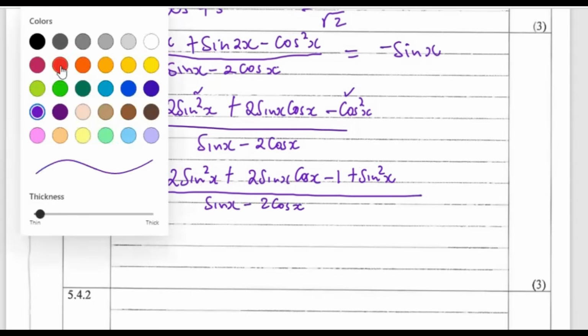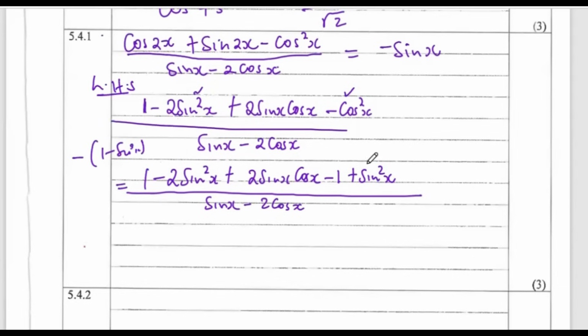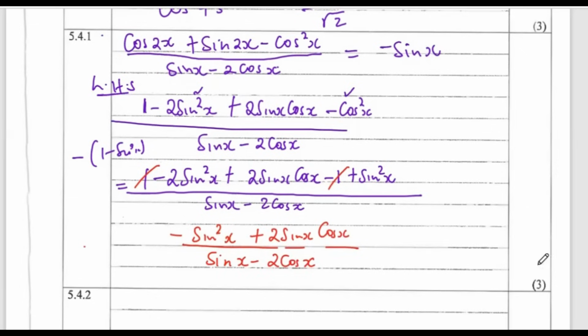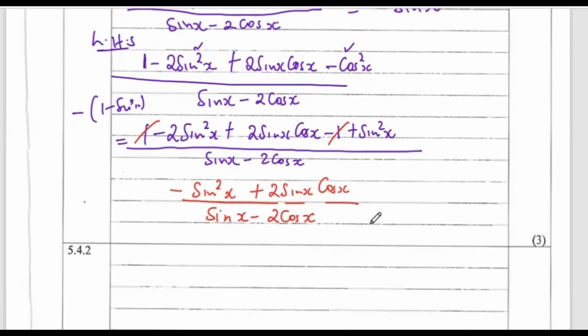So is there anything that is common for me? So this is going to cancel that. This is going to reduce that. So I'm going to have negative sine squared x plus 2 sine x cos x over the sine of x minus 2 cos x. What is common there? You can see there's a sine x and there's a sine x. Check out the negative part of it.